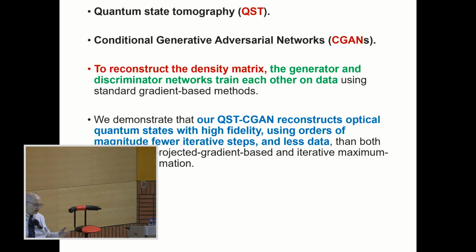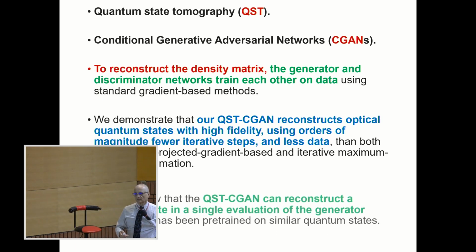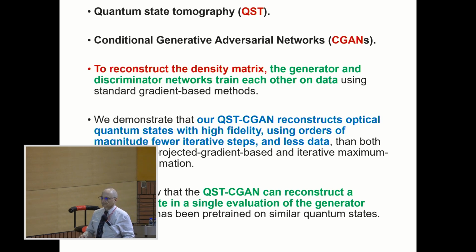So the reason why the long paper is long is because we had to test all kinds of things to make sure this was working fine. And in some cases, if it has been properly trained on similar quantum states, it can do it in one shot, but this is if you happen to be lucky.